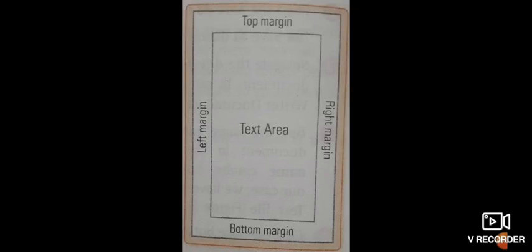Students of class ninth, today we are going to proceed with chapter 7, and the topic that we are going to discuss is margin. Margin refers to the blank white area that exists between the text and the edge of a page. As shown in this video, the text area and the margins are shown.